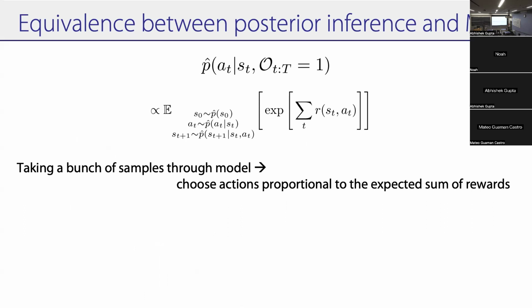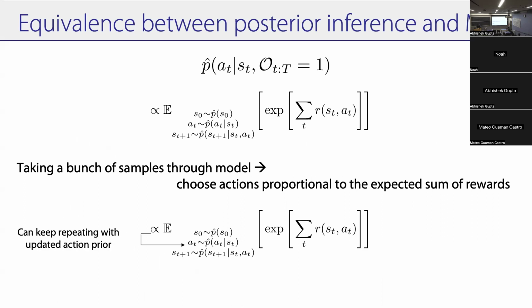The only difference in MPPI to this procedure is that you keep repeating. So what you're going to do is run this procedure once, get the exponential sum of rewards, compute a weighted sum of rewards, and then replace the action prior with the best thing you had in the last step.